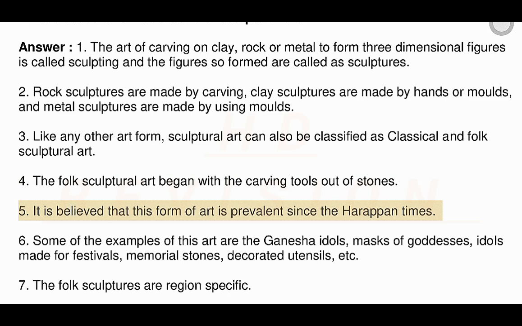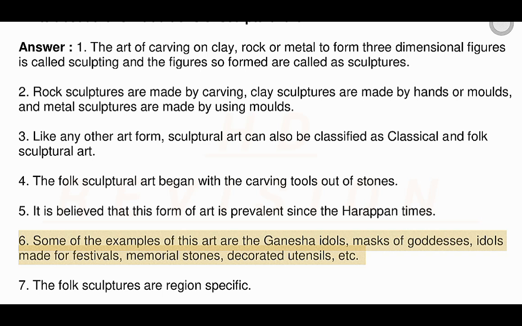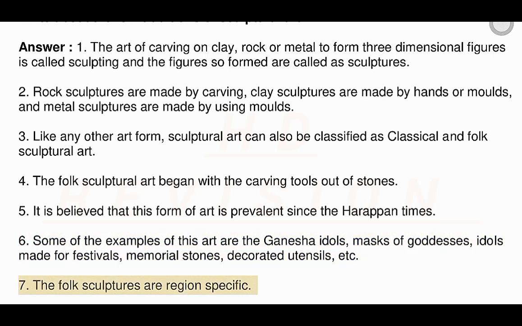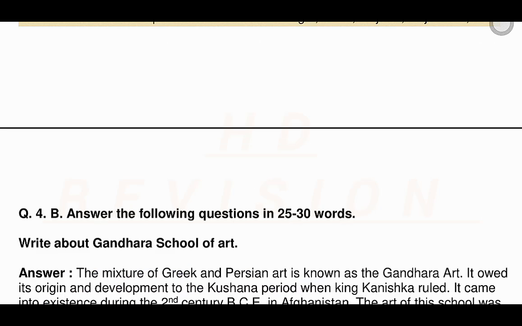4. The folk sculptural art began with carving tools out of stones. 5. It is believed that this form of art has been prevalent since Harappan times. 6. Some of the examples of this art are Ganesha idols, masks of goddesses, idols made for festivals, memorial stones, decorated utensils, etc. 7. The folk sculptures are region-specific. 8. One can witness the products of this art in Bengal, Bihar, Gujarat, Rajasthan, etc.